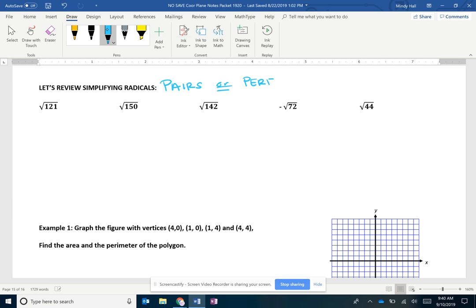So pairs or perfect squares. And if you forget your perfect squares, it's like 4, 9, 16, 25, 36, which are 2 squared, 3 squared, 4 squared, 5 squared, 6 squared. So looking at 121, if you do not know off the top of your head that it is a perfect square, then you would want to break it down into 11 times 11. And then we have that perfect pair, so it gets to move out. And when it moves out, it goes away on the inside, and it becomes just 11.